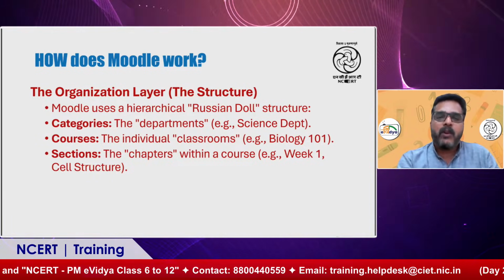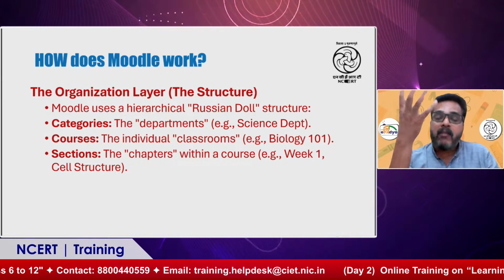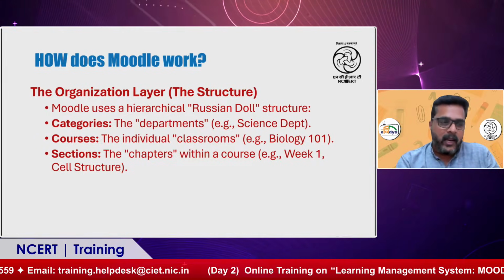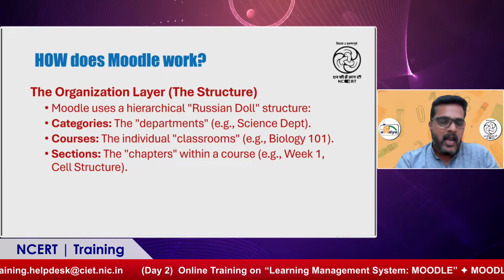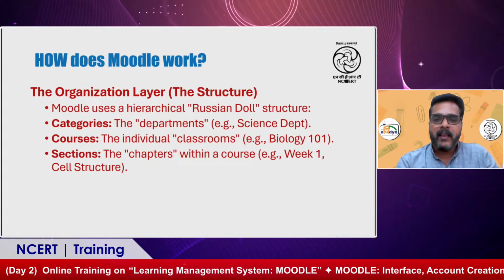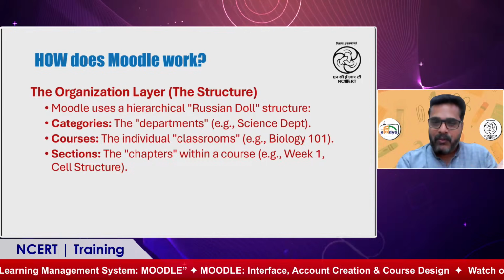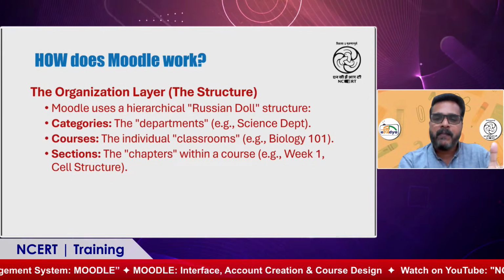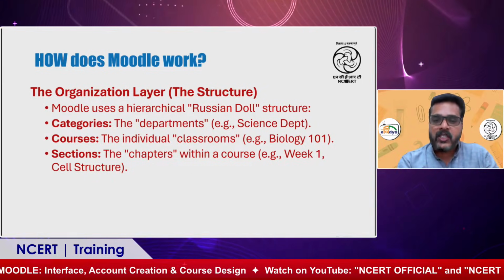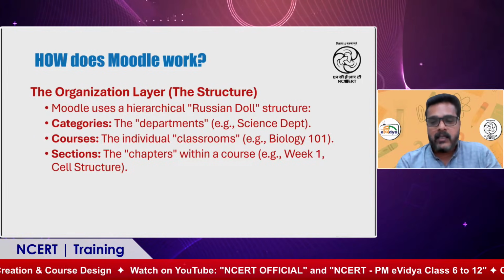For example, Moodle uses a hierarchical Russian doll structure. You can have categories. I can talk about an organization wherein, under that organization, you have different departments. Now, this is a category. Under the departments, you will have a number of courses or classrooms. And each classroom may have different sections. So this is how you may organize it.